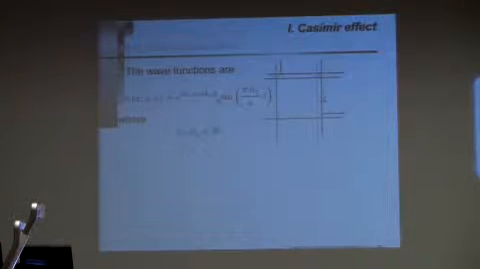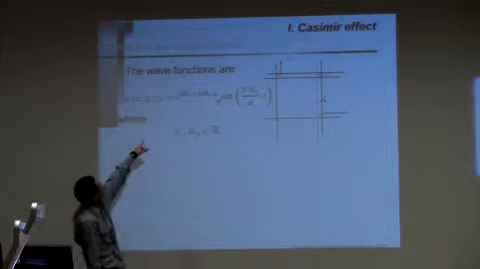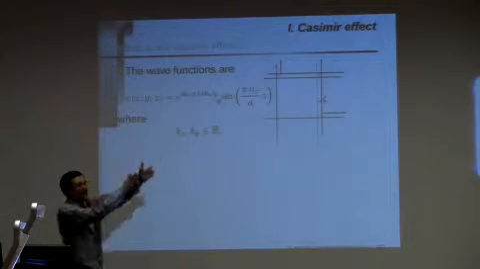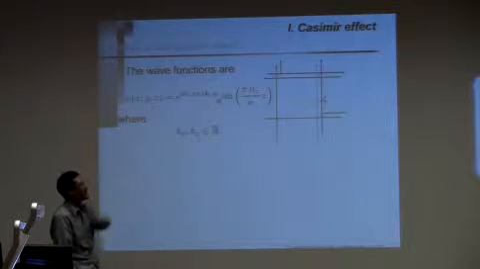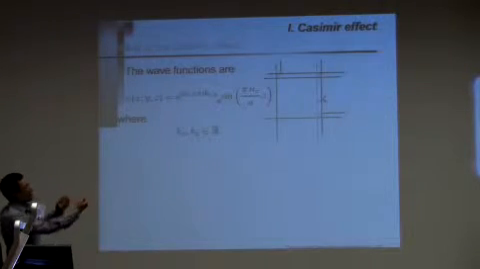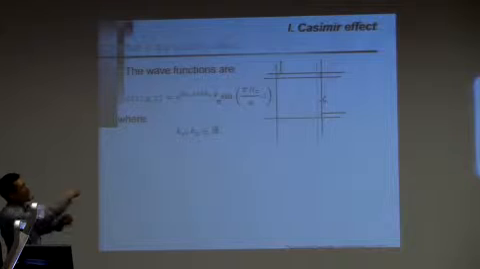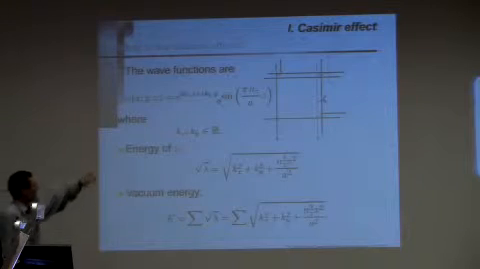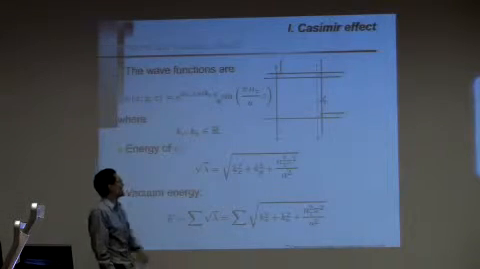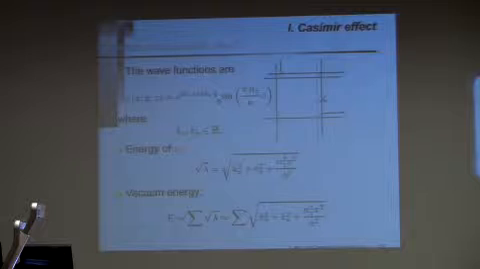Okay, so we have two parallel plates. The distance is a between them. Here are your wave functions. We put Dirichlet conditions on the plates, so you have sine of pi nz over a times z, and z here is the coordinate going into the board. Those are your wave functions, and the corresponding eigenvalues are these: kx squared plus ky squared plus nz squared pi squared over a squared.